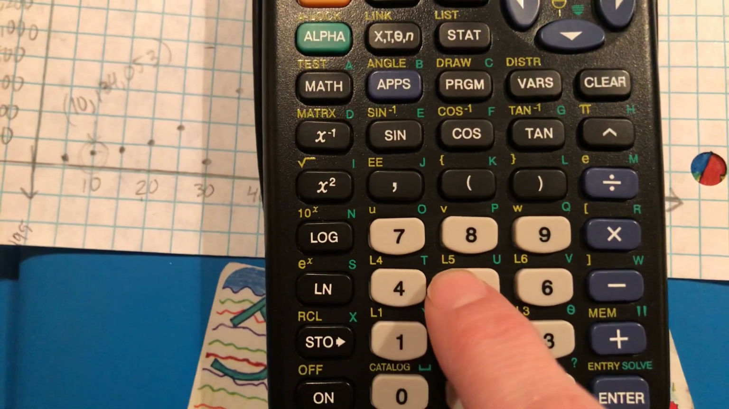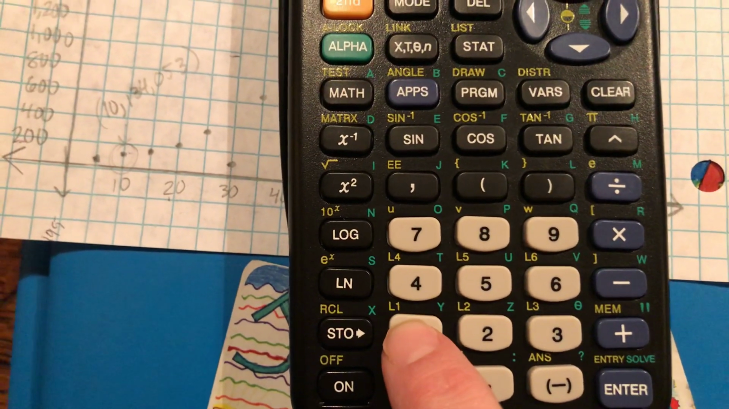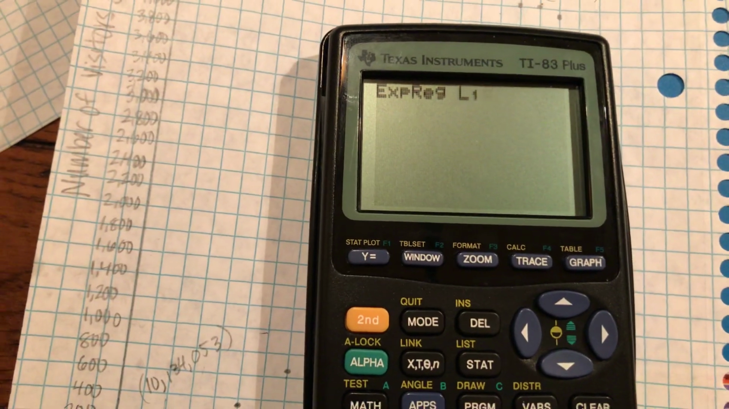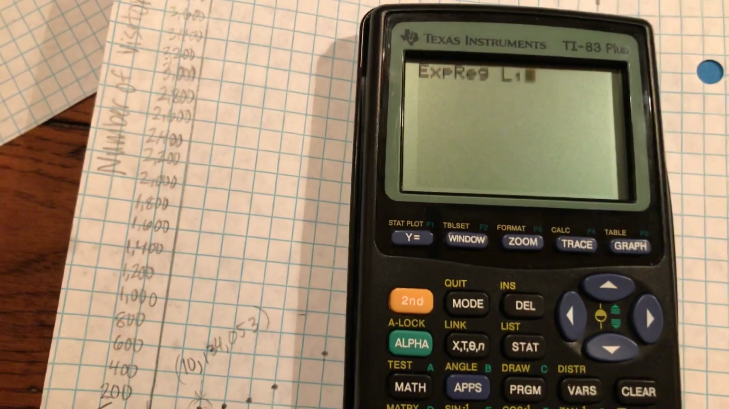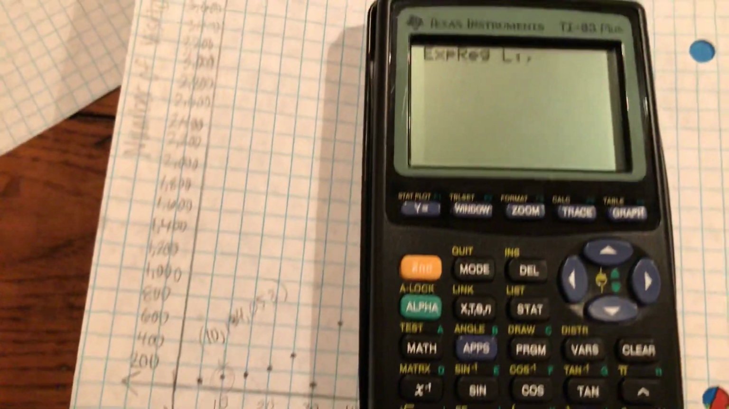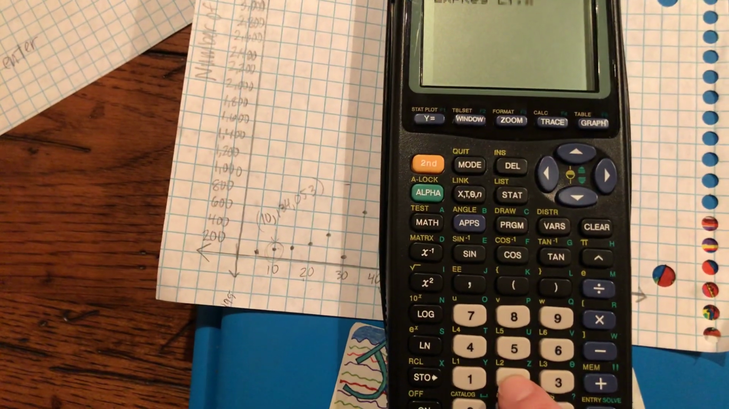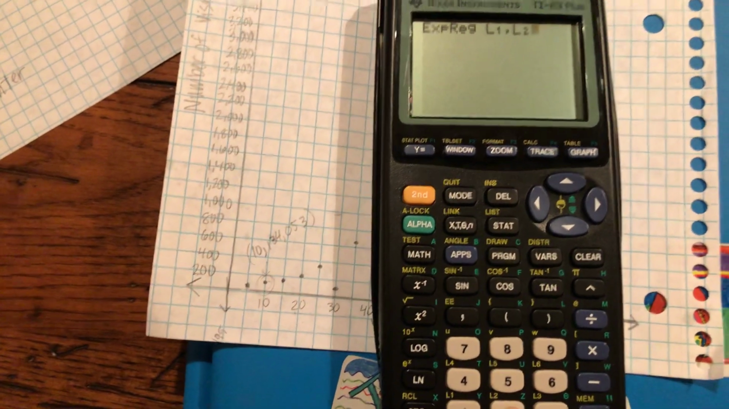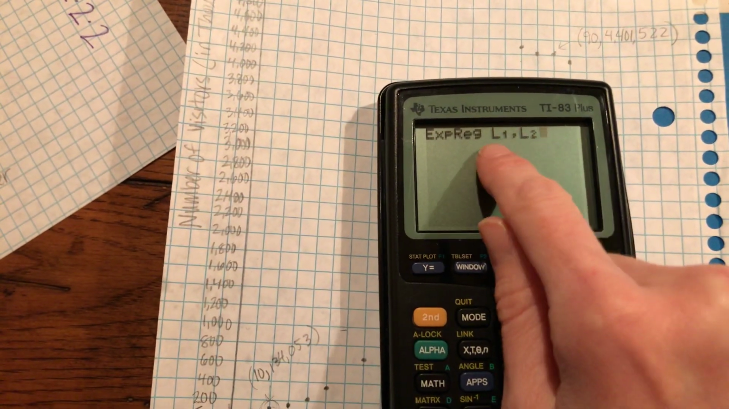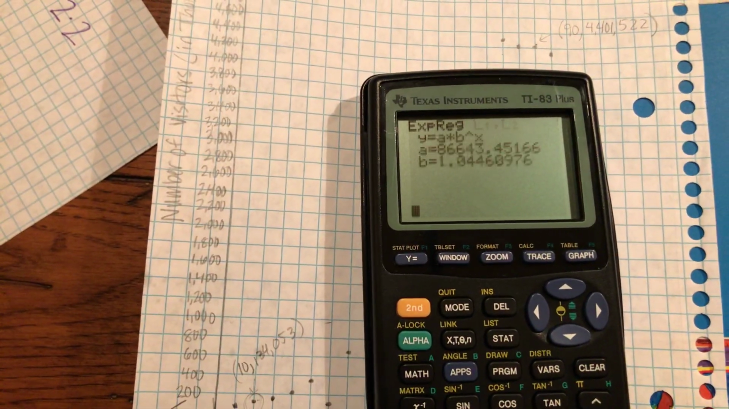You're going to hit second, and then down here, you'll see L1, L2, L3. These are referencing those lists, and you put your X data into L1, so you're going to push that so it shows up L1. And then you're going to use the comma right here. It's over the 7, comma. And you're going to do second number 2 to make it say L2. So that's going to say, what is the exponential regression of L1, comma, L2? This is my X values. These are my Y values. And you're going to hit enter.